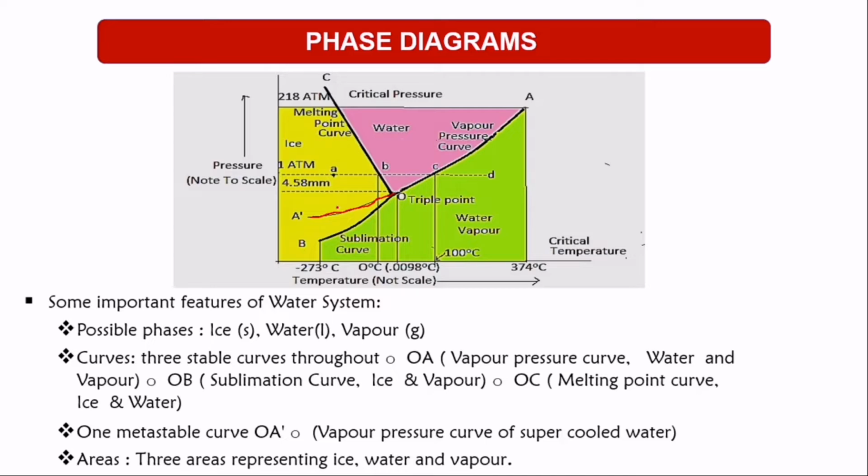Now, when we talk about a metastable curve, it's a system that is stable, but it can be more stable if it's supposed to cross an energy barrier, right? Yes. So now look at this area, three areas representing ice, water, and vapor. So for the phase diagram of water, we have three possible phases and three stable curves with one metastable curve.